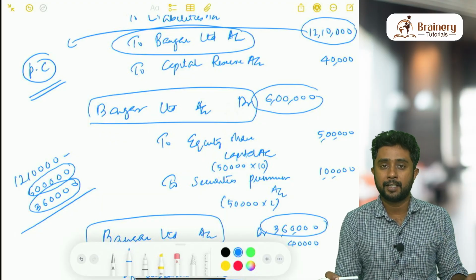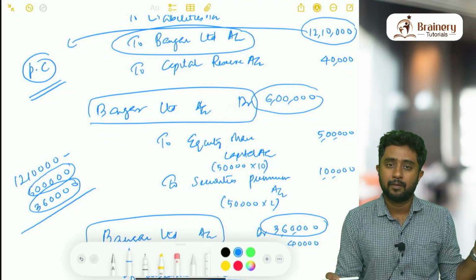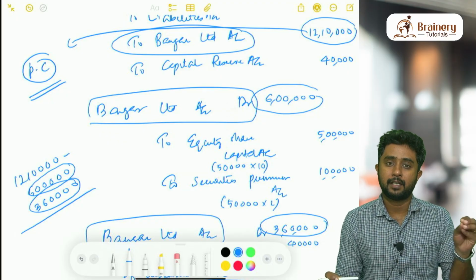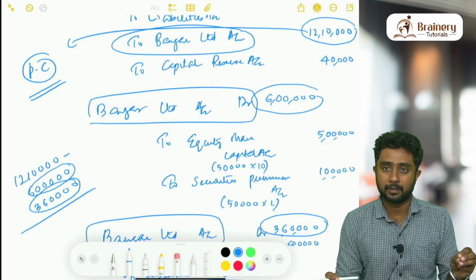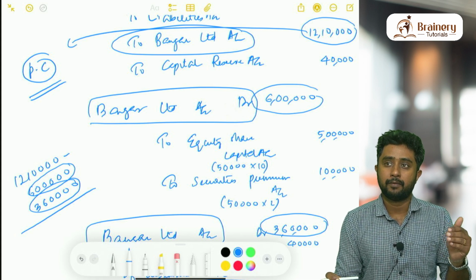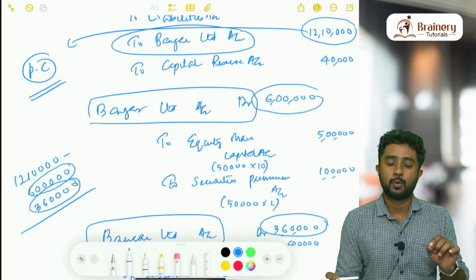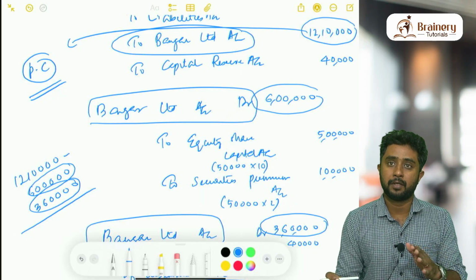Similarly, securities premium is there. So securities premium you are seeing, again 50,000 shares were there, 20% premium. 20% premium means obviously 20% is calculated on the face value. So we have got 2 rupees per share as the premium. So 2 rupees into 50,000 shares, so we got 1 lakh.